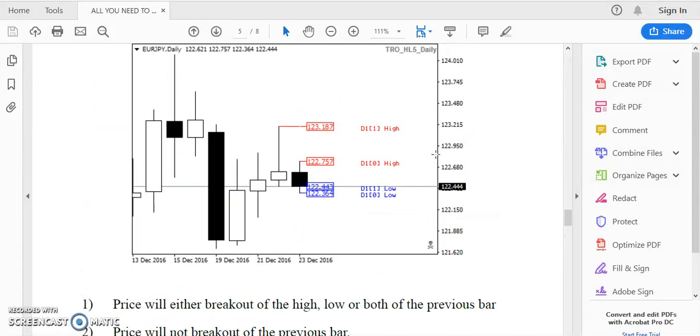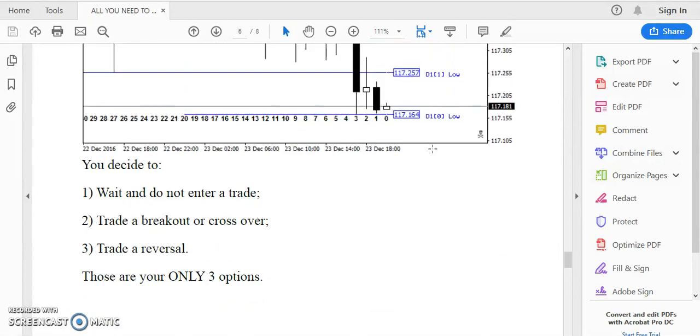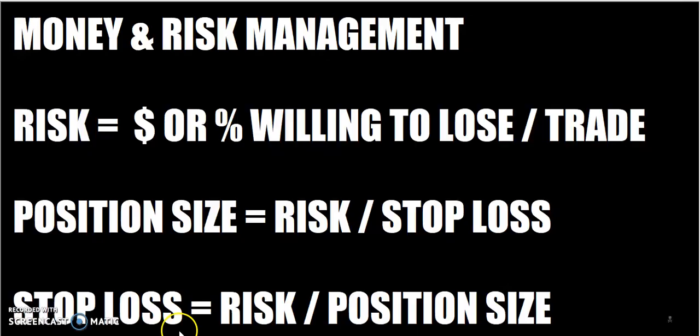So, when you're going to enter a trade, you wait, then you trade the breakout or the crossover, or you trade a reversal. And those are your only options. That's it. There's nothing more to it than that.